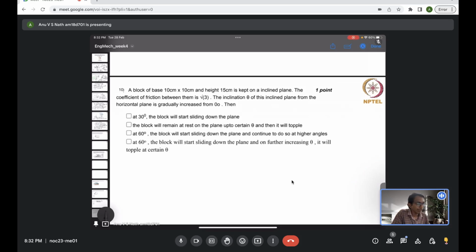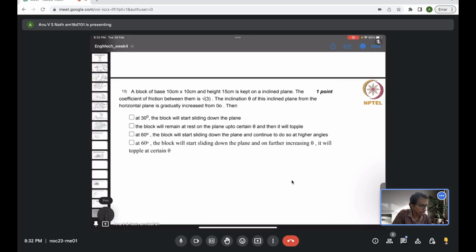So a block of 10 centimeter times 10 centimeter in the base area and height 15 centimeters is kept on an inclined plane. The coefficient of friction between the surface and the block is root 3, 1.732. The inclination theta of this inclined plane from the horizontal is gradually increased from 0 degree. So what will happen? There are 4 options given. This is an MSQ type question.